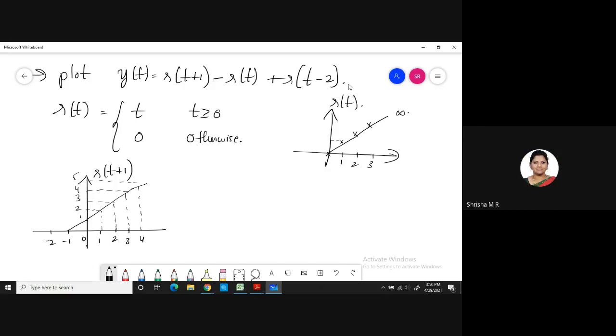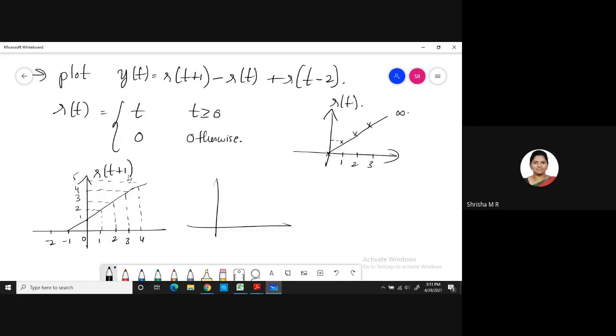So R of t means the signal will start from 0. R of t plus 1 means k is positive, so left shifting. So my signal is occurring 1 second earlier. It's starting from -1. At 0 the amplitude is 1, at 1 amplitude is 2, at 2 amplitude is 3, at 3 amplitude is 4, at 4 amplitude is 5. This is R of t plus 1.